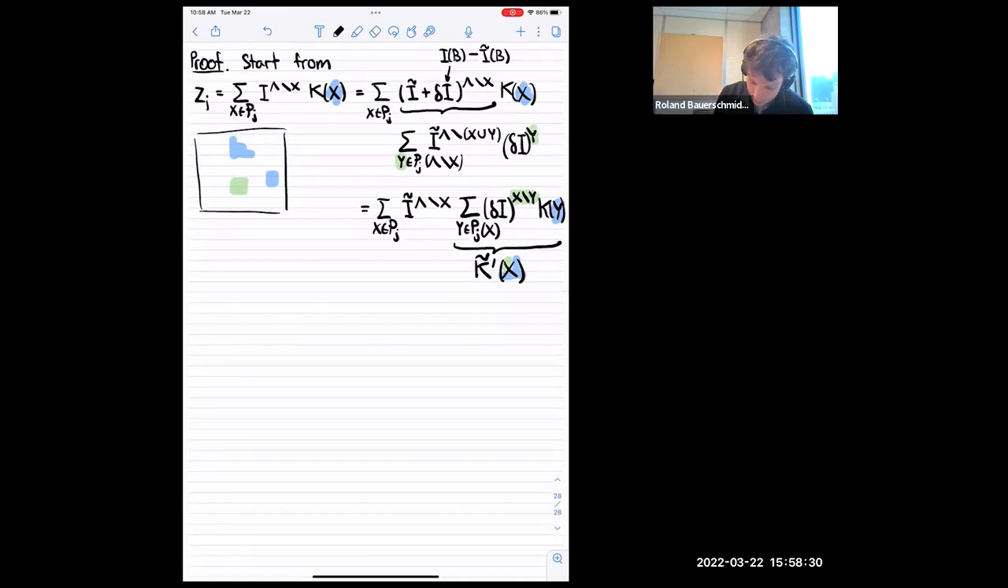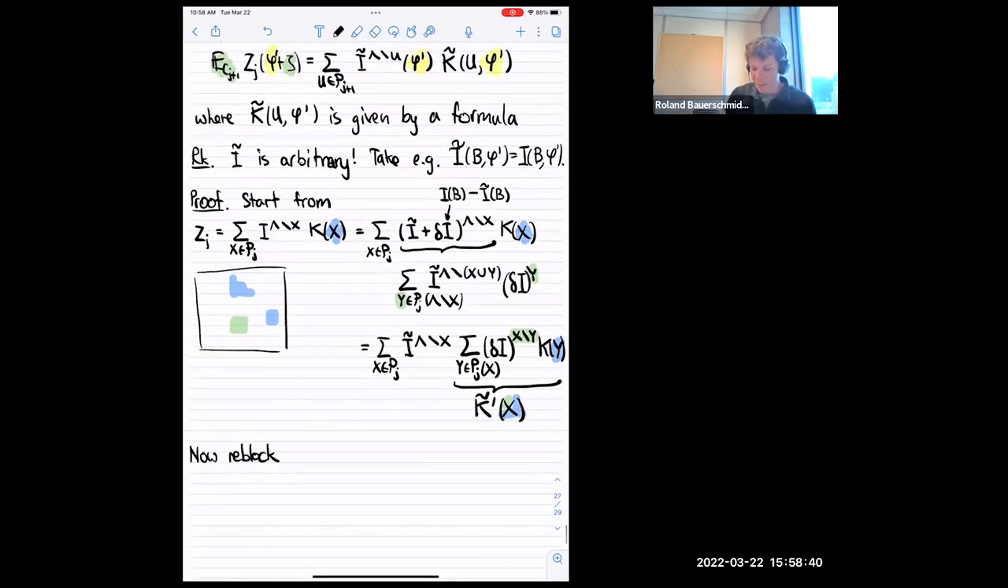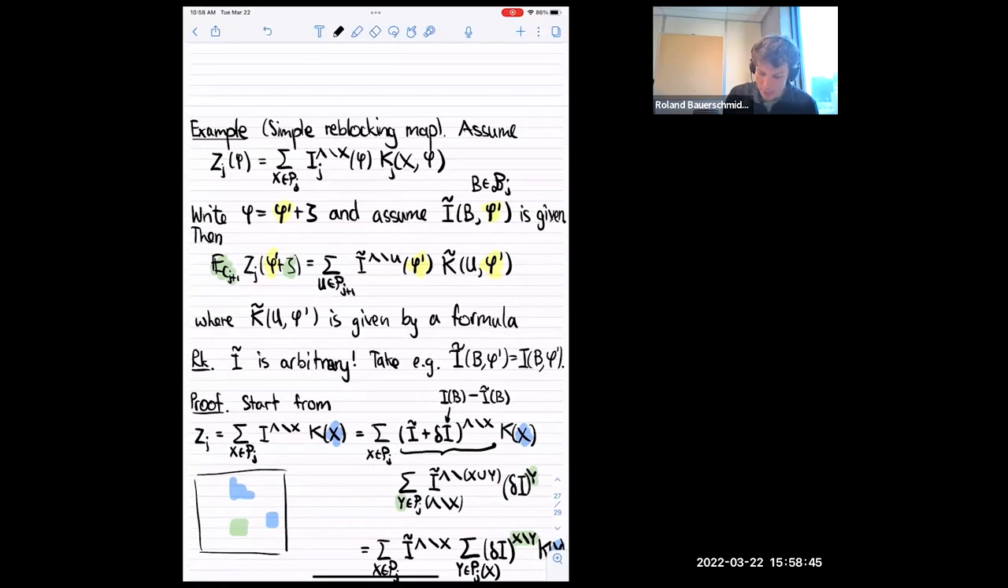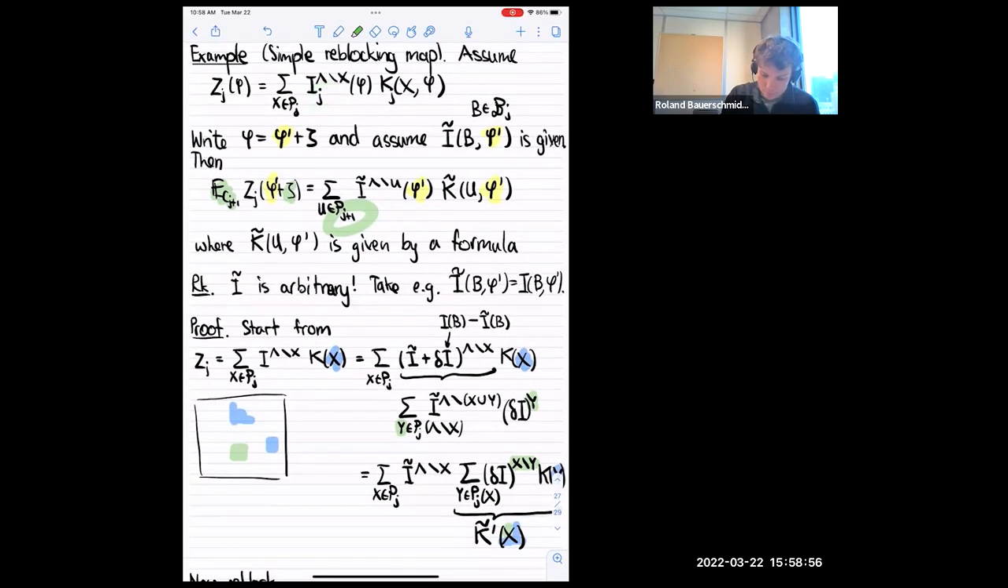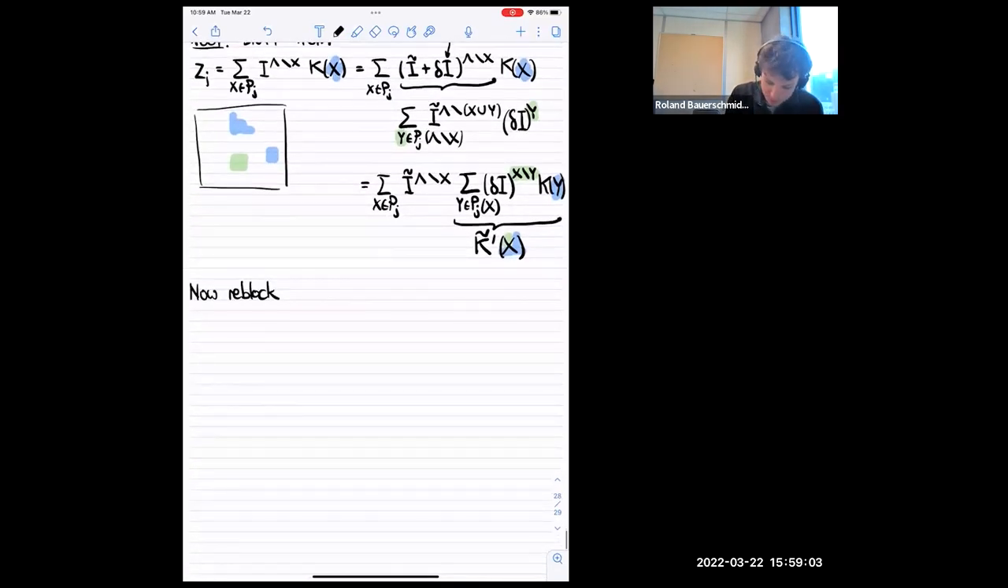So the next step is the reblocking. These blocks and polymers that appear in this formula are indexed by J, while the result we want should be indexed by J plus one, right? So here it should be J plus one, rather than J. So we want to change from polymers at scale J to J plus one. And that's called the reblocking step.